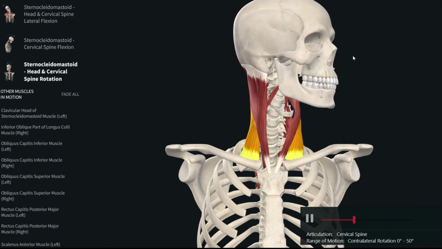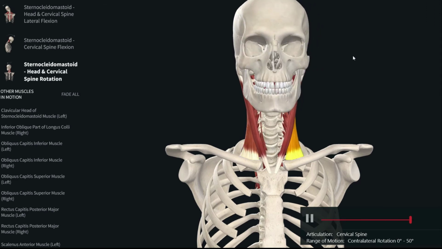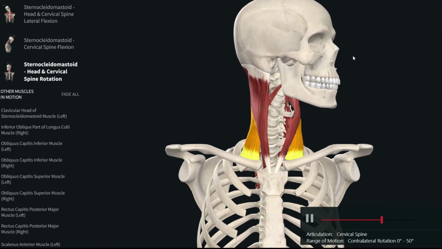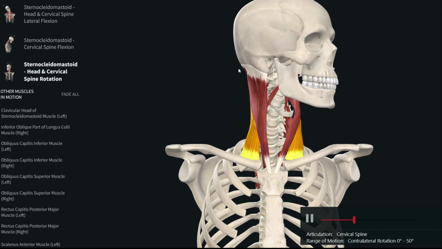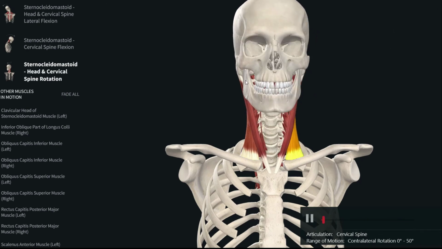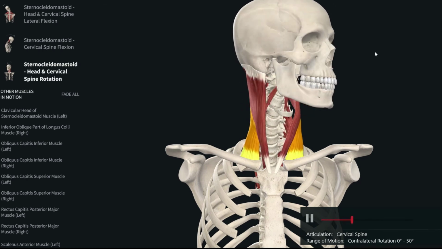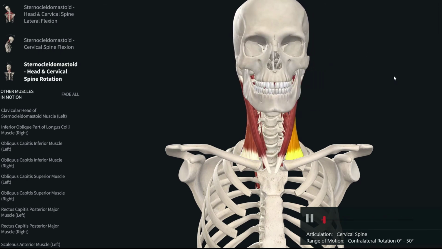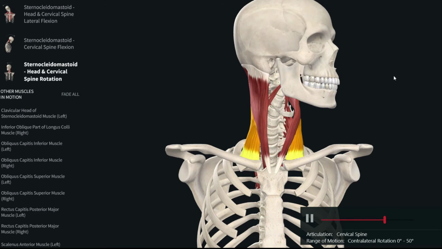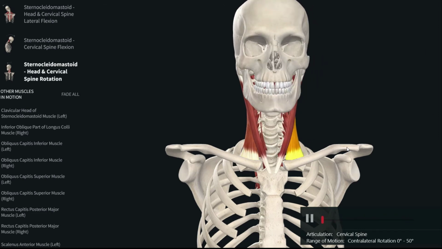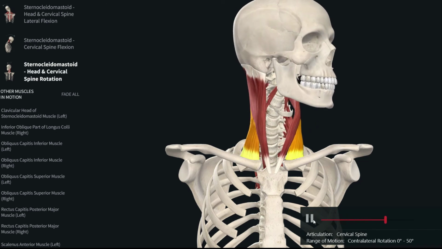So as if they are contradicting themselves, right? The right side is causing a motion towards the left side. The right sternocleidomastoid causes a rotation towards the left side. So this is known as a contralateral rotation of the head. This happens when the sternal head of sternocleidomastoid acts independently.